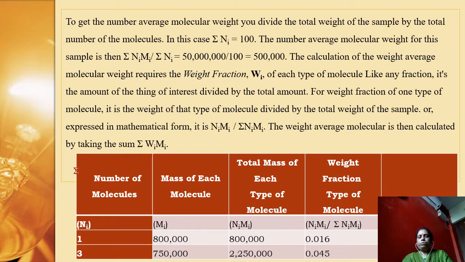Correct. So now here the tabular column is given as the number of molecules Ni. Mass of each molecule is Mi. Then the total mass of each type of molecule is obtained by multiplying these two, so it is Ni into Mi. The weight fraction of each type of molecule, how do you find it, is Ni Mi divided by the summation of Ni into Mi. And the next column gives the weight average molecular mass, that is nothing but the summation of Wi into Mi.